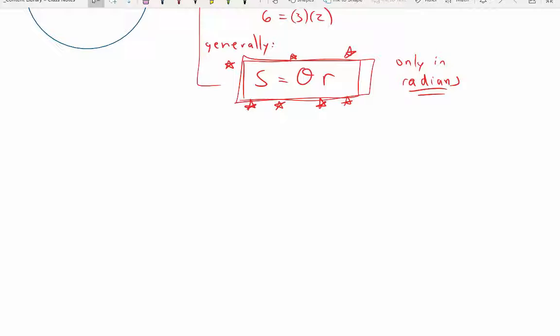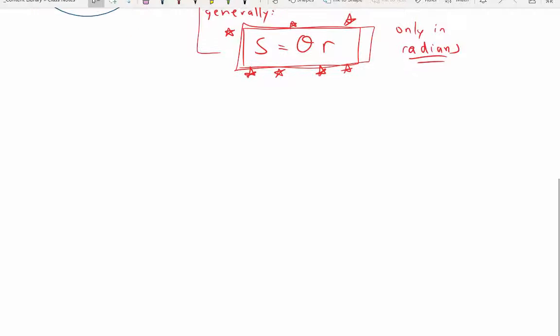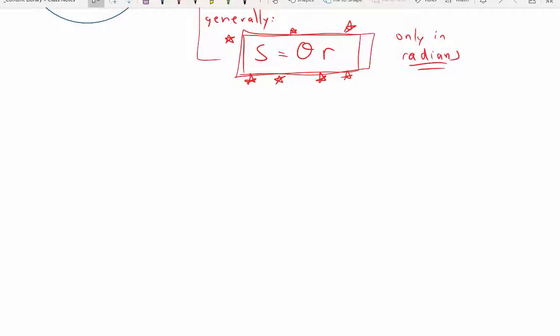Okay, so now that we have learned what radian measure is, we need to figure out a way to convert between radian measure and degree measure. So you're used to degree measure. That's familiar to us. We've been working with it for a number of years.